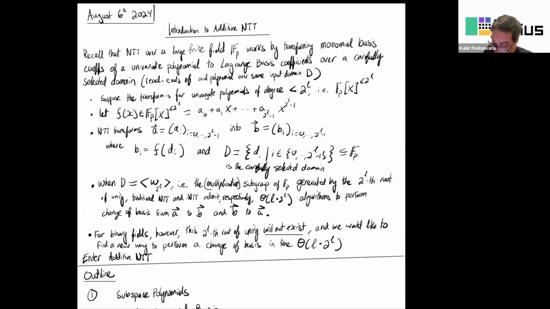What that means is suppose the transformation is supposed to be defined for univariate polynomials of degree strictly less than 2 to the little l, i.e. this polynomial ring. Then if we take an arbitrary polynomial in this polynomial ring, and we represent it with its coordinate vector with respect to the monomial basis, then this transform will take this coordinate vector and turn it into this other coordinate vector b, which is with respect to the Lagrange basis defined over some domain D. And Lagrange basis coefficients, once again, are just evaluations at specific points over the domain D specifically.